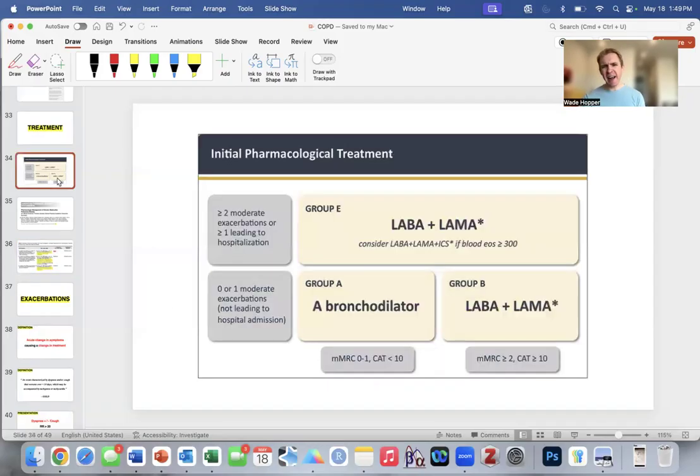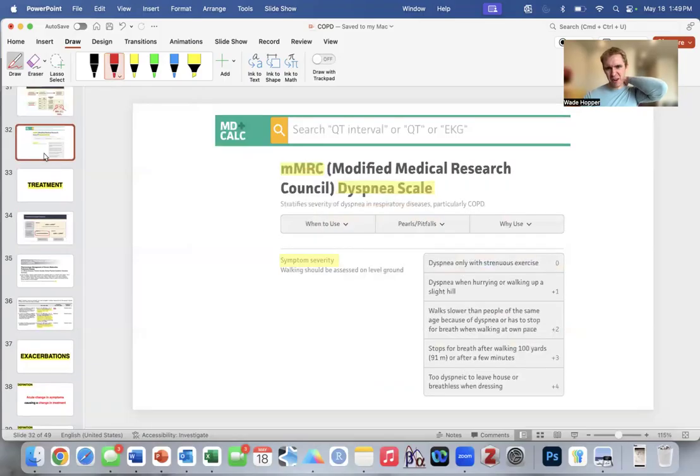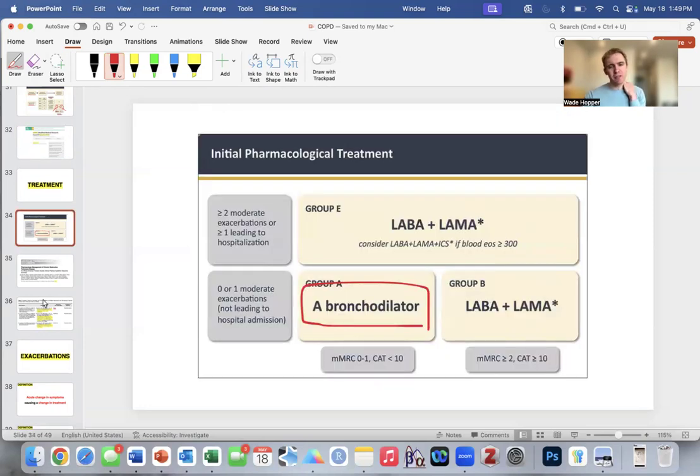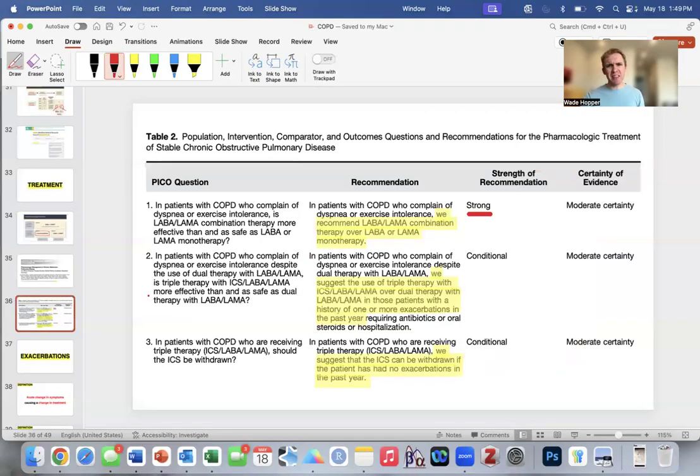So let's compare that again to the GOLD guidelines. This group A, they're saying, if they only get dyspnea when they're hurrying or walking up a hill, basically with light exercise, moderate exercise, you just put them on a bronchodilator. But the ATS guidelines are really saying that basically everybody with symptomatic COPD should be on a dual inhaler. So, if I was going to get a test question on this, I'd put someone on a dual inhaler just to be safe. I think that that's the direction the field is going in.